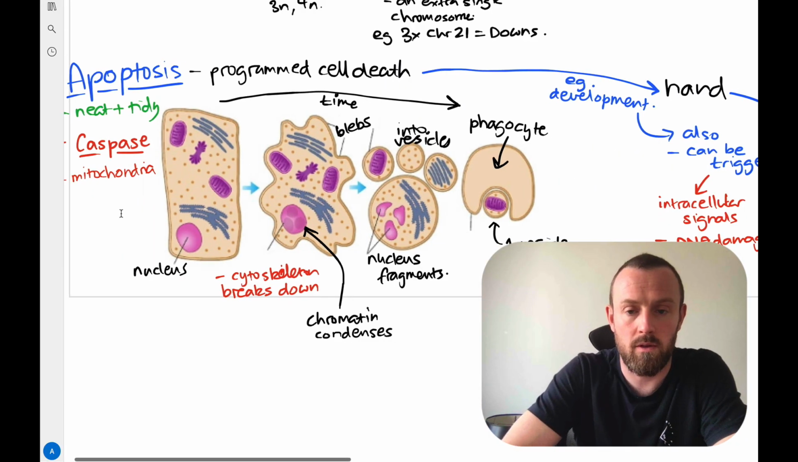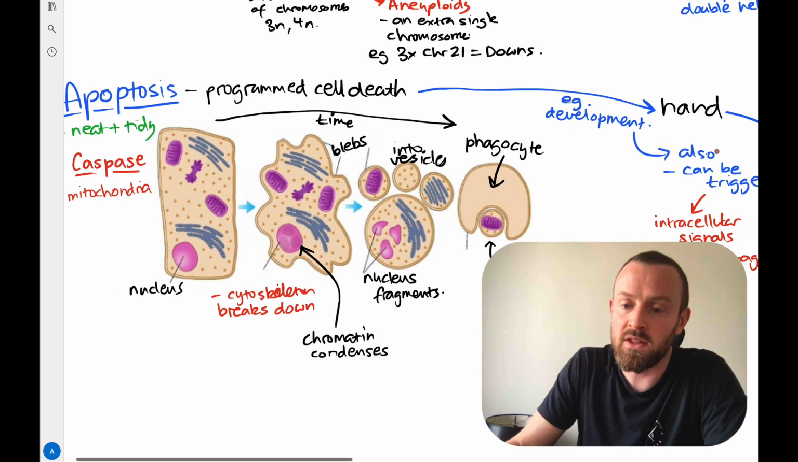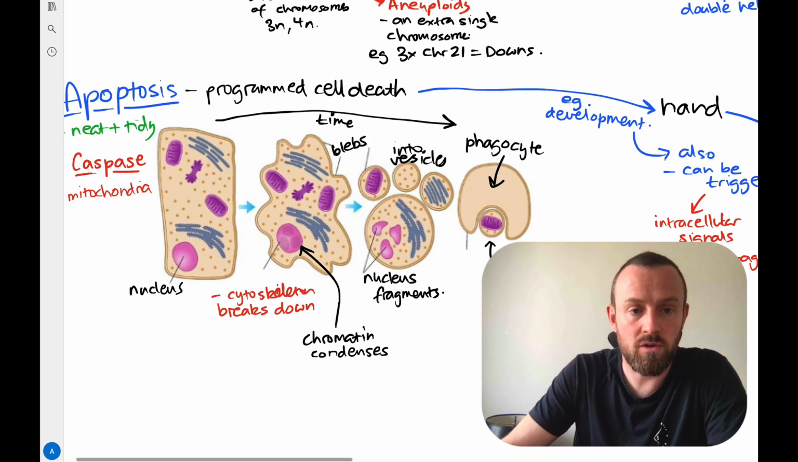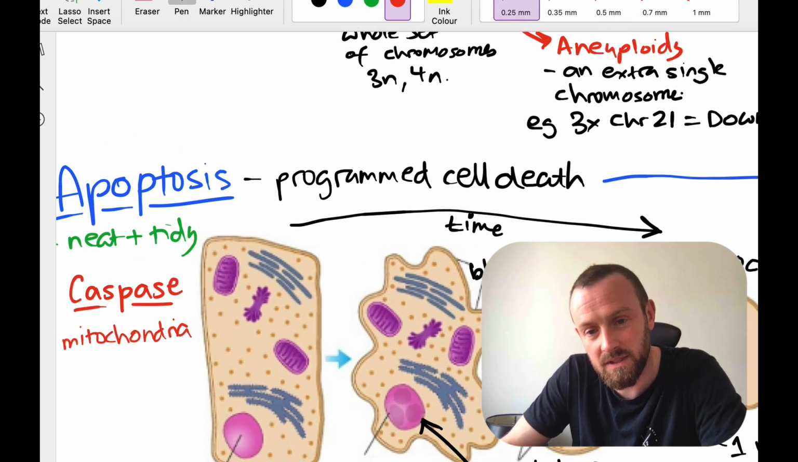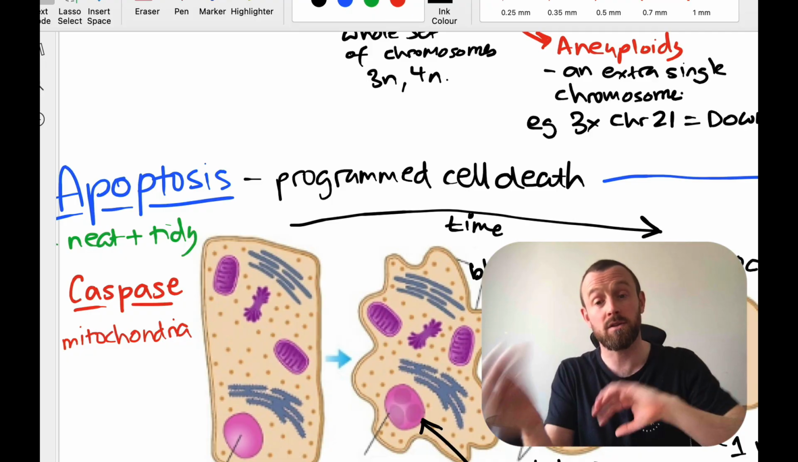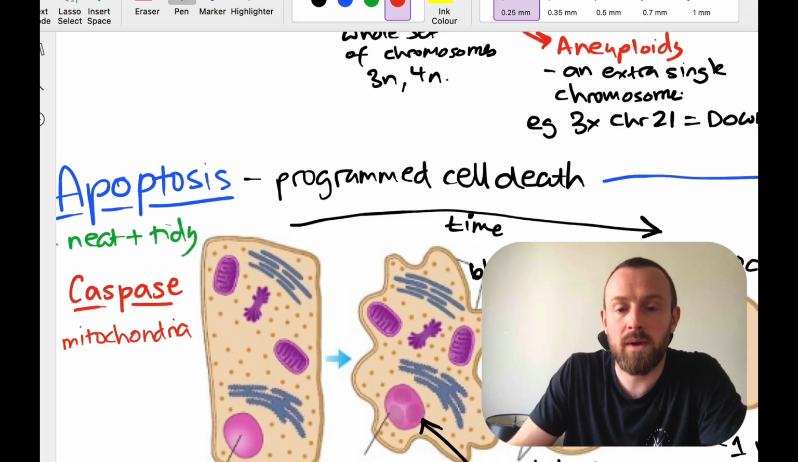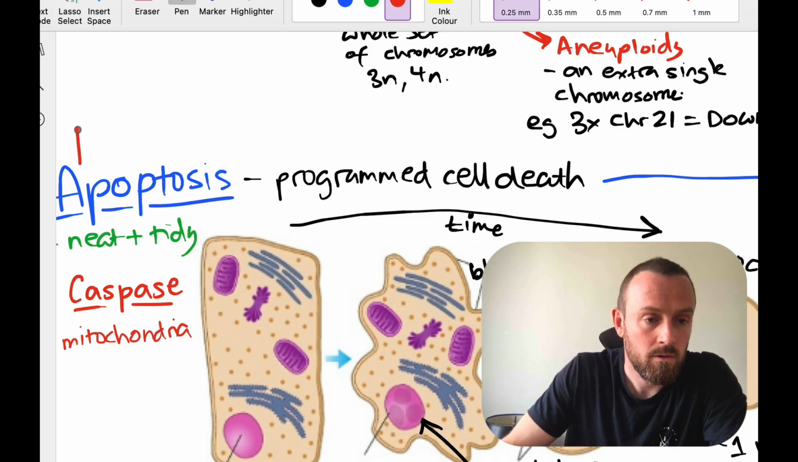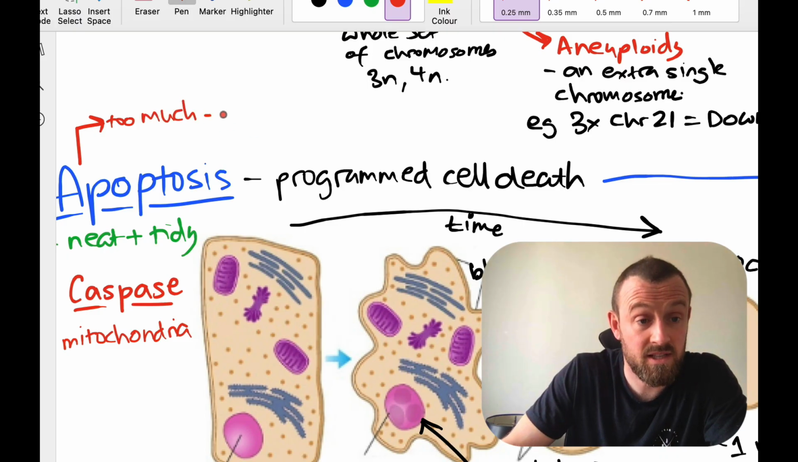Okay, quick few things on that before we completely leave it and we're done. So we talked about development and the fact that it can be triggered. We should also know that in development, there's a balance needed between apoptosis and mitosis. Apoptosis kills cells, mitosis creates cells. So if we have too much, it can lead to cell loss and degeneration.